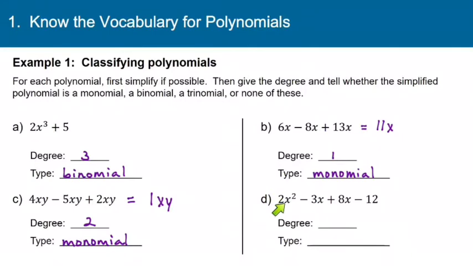On part D, we have 2x squared minus 3x plus 8x minus 12. Now notice that the two middle terms can be combined. Negative 3x plus 8x is positive 5x. So we could write this expression as 2x squared plus 5x minus 12. There are three terms here. The degrees on these terms are 2, 1, and 0. So the largest degree of any one term is 2, and therefore the degree of the polynomial is 2. And because there are three terms, this is a trinomial.